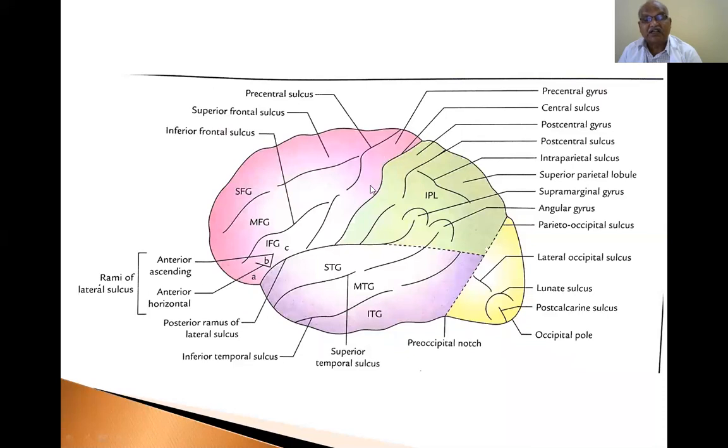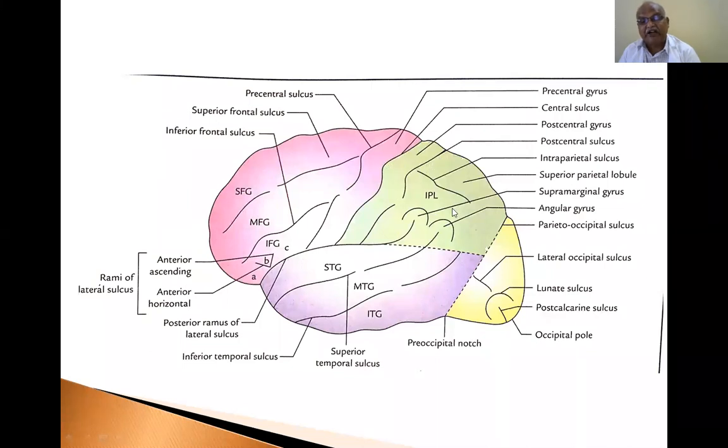Now this is the central sulcus. This is the precentral sulcus. This is the precentral gyrus, motor. Now the area present in front of the precentral sulcus is divided by means of superior frontal sulcus and middle frontal sulcus into 3 parts. This is superior frontal gyrus, this is middle frontal gyrus, this is inferior frontal gyrus. Now this is the postcentral sulcus. This is the central sulcus. This is the postcentral sulcus.